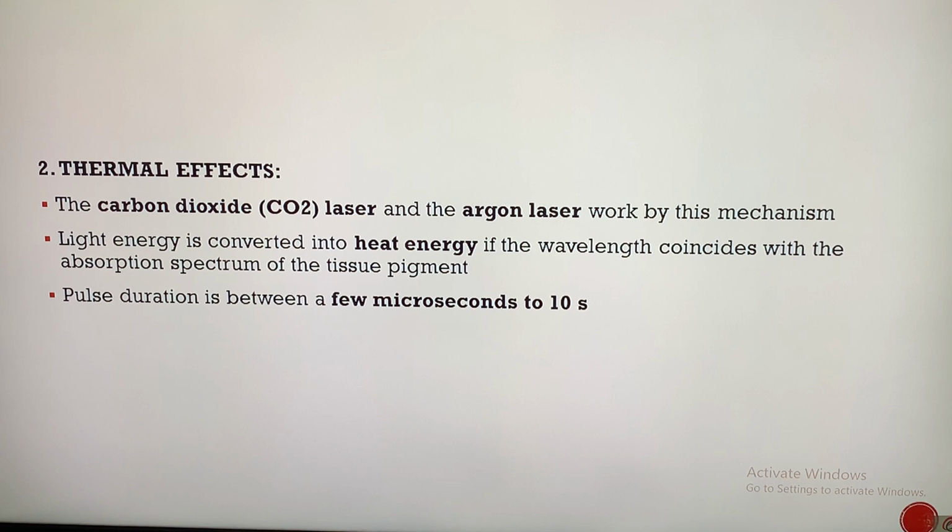Thermal effect is used in carbon dioxide laser and argon laser. Light energy is converted into heat energy, and the pulse duration is between few microseconds to 10 seconds. Over there, it was in nanoseconds. Here, it's few microseconds to 10 seconds.